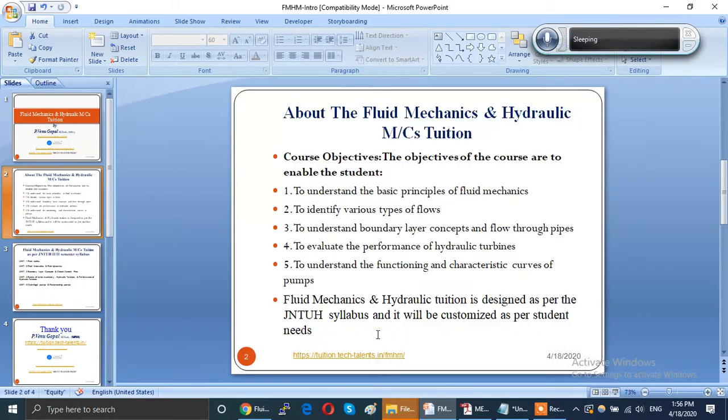If you see the next slide here, I am going to give you the course objectives. What are the main objectives as per JNTU-H in the fluid mechanics and hydraulic machines tuition? In this subject, the main objectives of this course are to understand the basic principles of fluid mechanics and identify different types of flows, to understand the boundary layer concepts and flow through pipes, then evaluation of performance of hydraulic turbines, and also understanding the functioning of characteristics or curves of pumps. So these are the objectives of the fluid mechanics and hydraulic machines subject as per JNTU.